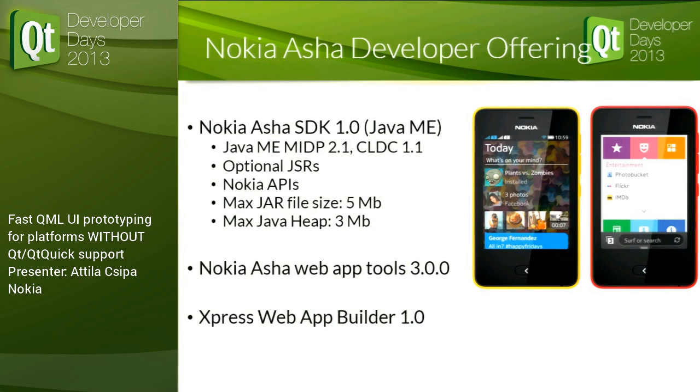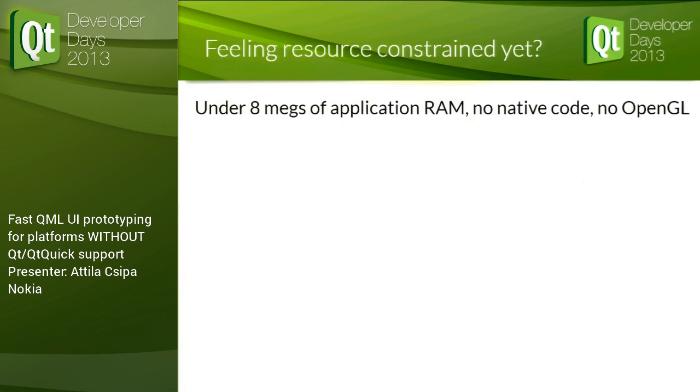And here is the problem: the developer offering. It's kind of a letdown. If you are working with Qt platforms on newer or higher-end devices, then this can be very daunting. There is of course Java ME, which is not that big of a problem. It's a subset of Java. There are a number of JSRs, which are APIs for this and that. But the problem: jar file size is 5 megabytes. So my app must fit in 5 megs. The Java heap, my application memory usage, is basically 3 megs. What? So there are a number of problems.